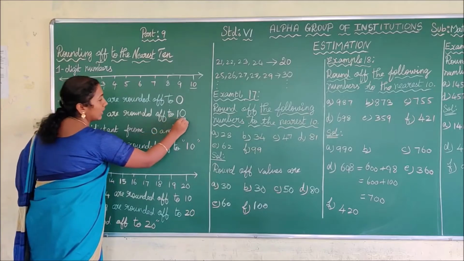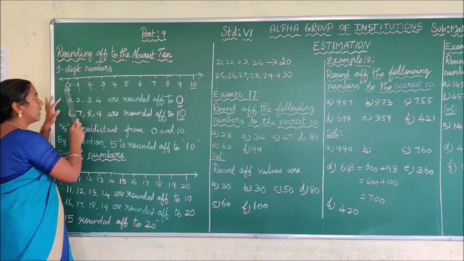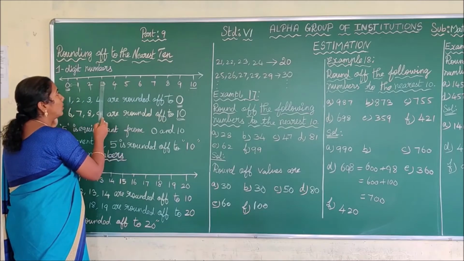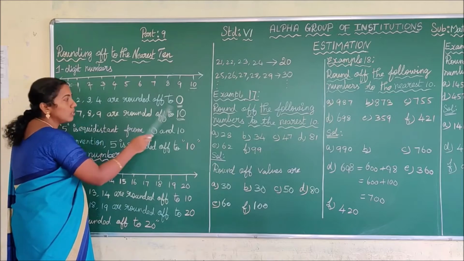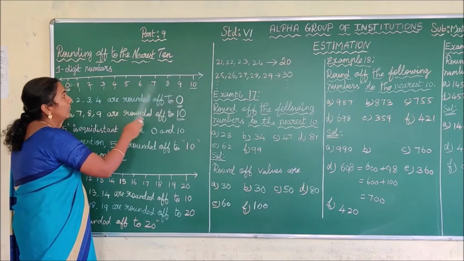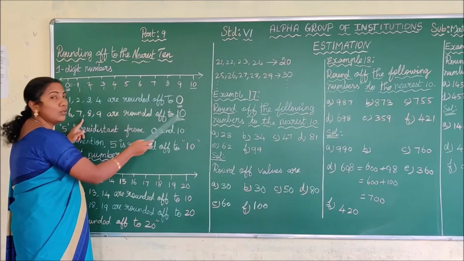Is it clear, children? Once again I am saying, see here, for rounding off to 10, we are considering the numbers 1 to 9. We are rounding off the numbers 4, 3, 2, 1 to 0. If 0 comes, we also round off the 0 to 0 only. And the next numbers 6, 7, 8, 9, we are rounding off to 10.